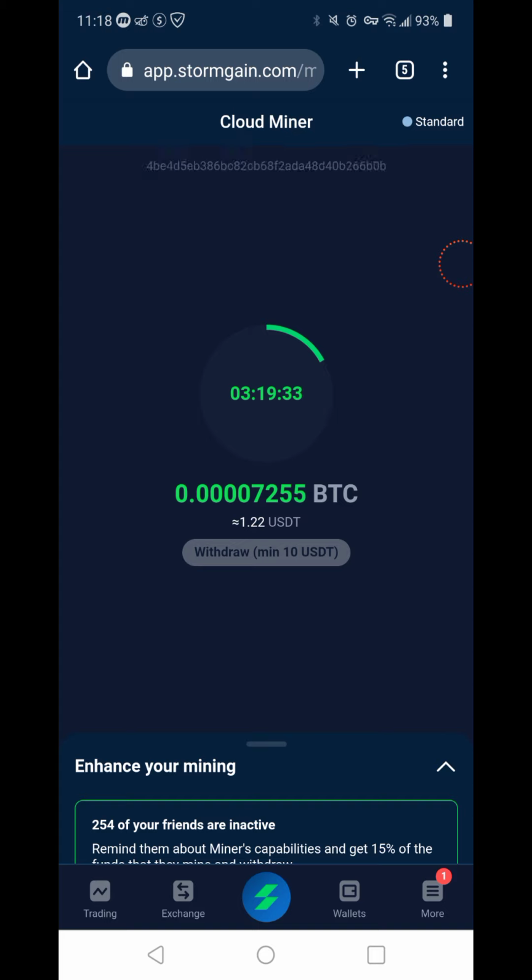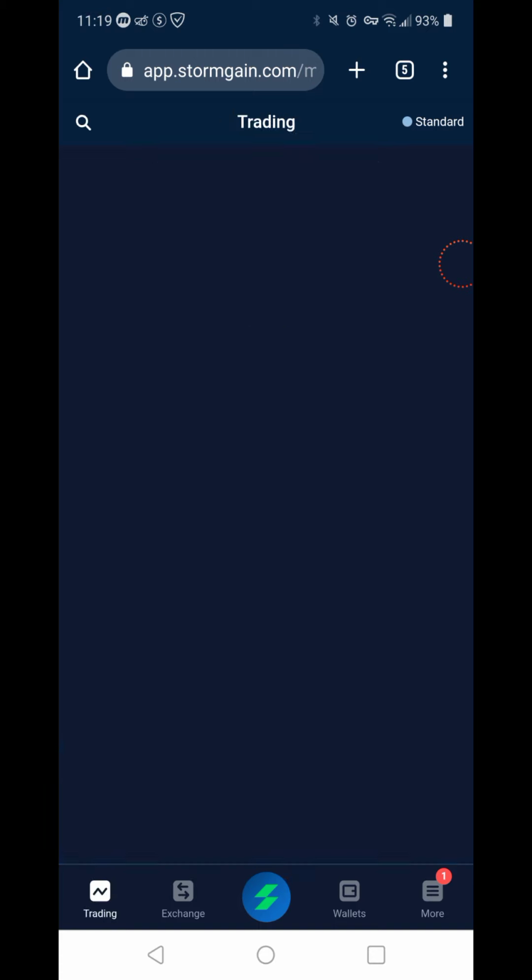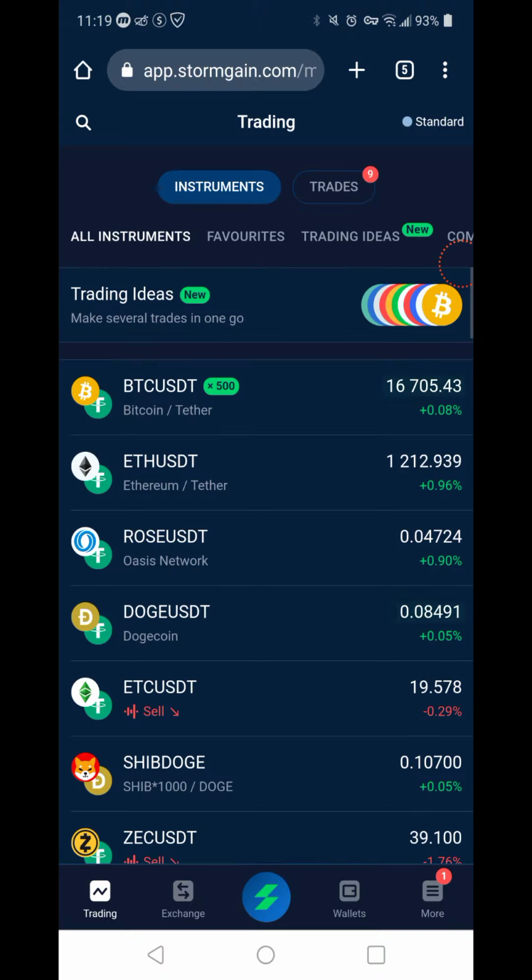Once you do reach that $10 minimum threshold, you would withdraw it. You'll get it in a matter of seconds. And then from there, you would pretty much just go to trading. Under trading, it will show you a ton of different cryptos. Sometimes they even mix them too. You see like Doge, USDT. Those are how they're combined.